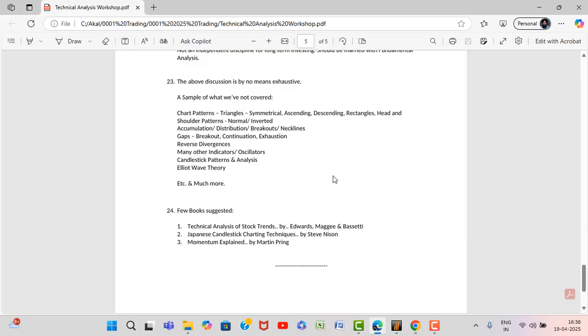A sample of what we've not covered is chart patterns. There are many chart patterns: triangles, and all of them mean something or the other. Triangles, symmetrical, ascending, descending, rectangles, head and shoulders. To cover all these would have been too much for me, so you'll have to read books for them. You'll find these chart patterns in the Edwards and Magee book: accumulation, distribution, breakouts, necklines, gaps, reverse divergences, and all you'll find by Martin Pring. Many other indicators and oscillators are also by Martin Pring. Candlestick analysis and pattern analysis are by Steve Nison.